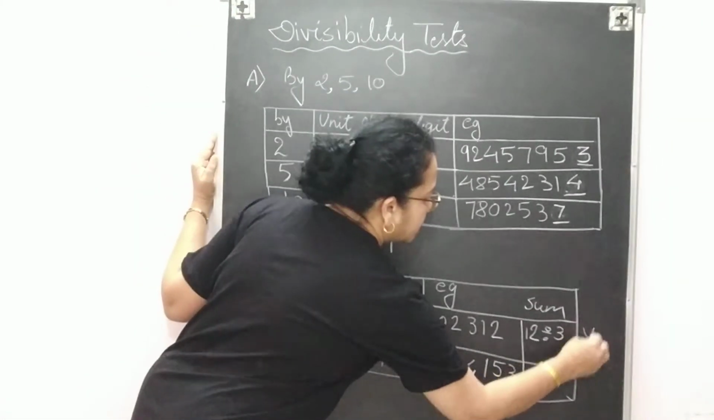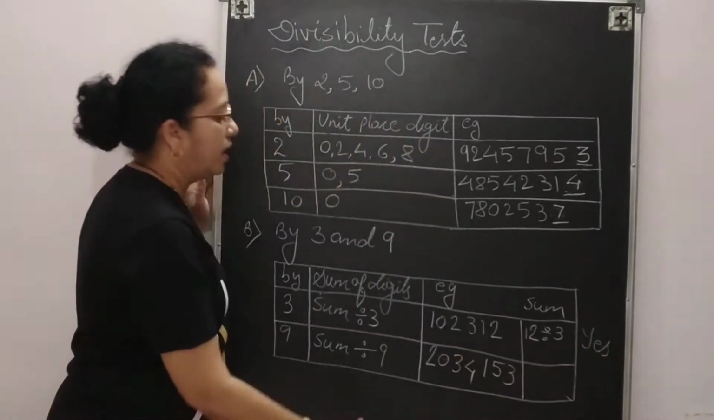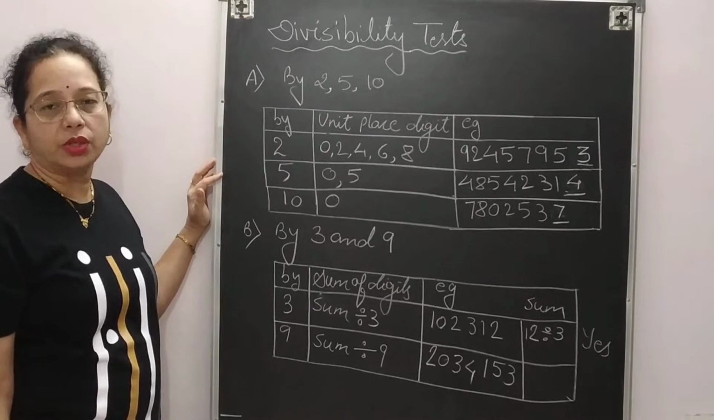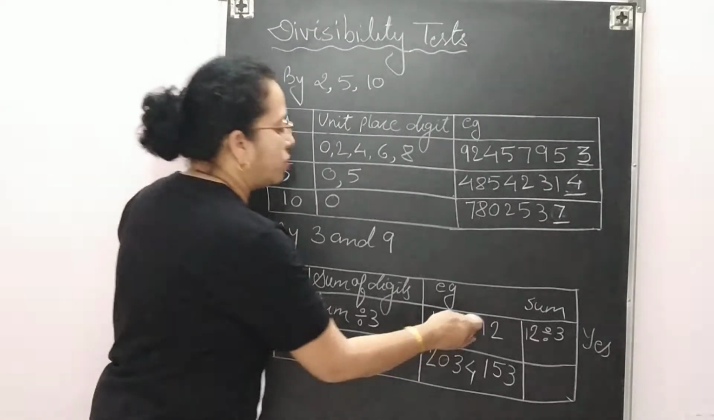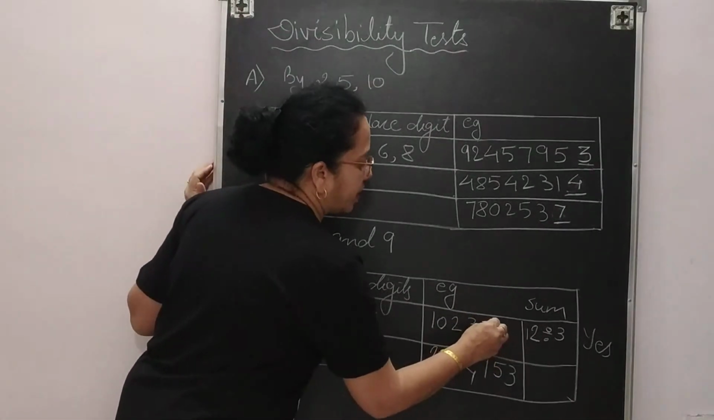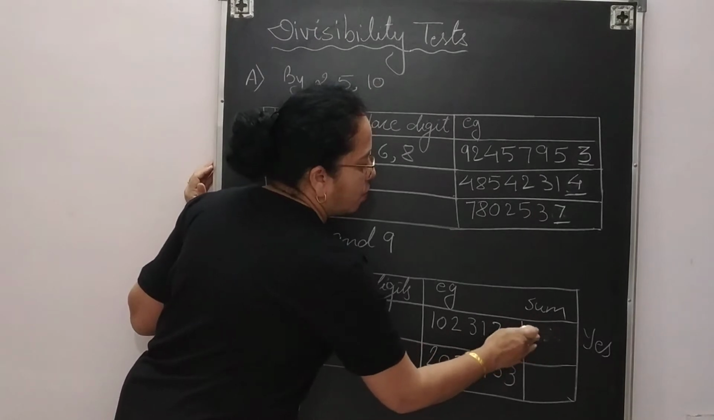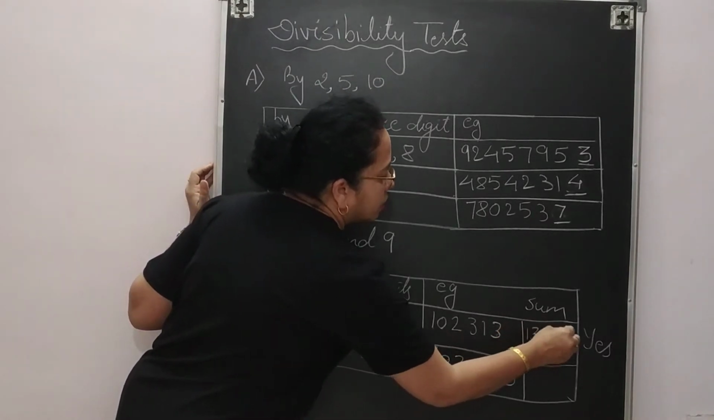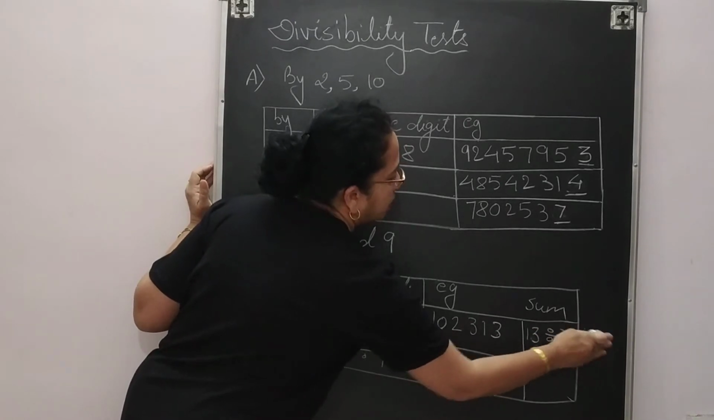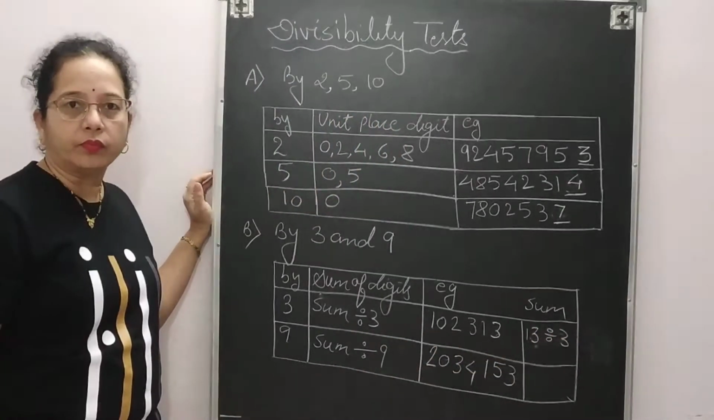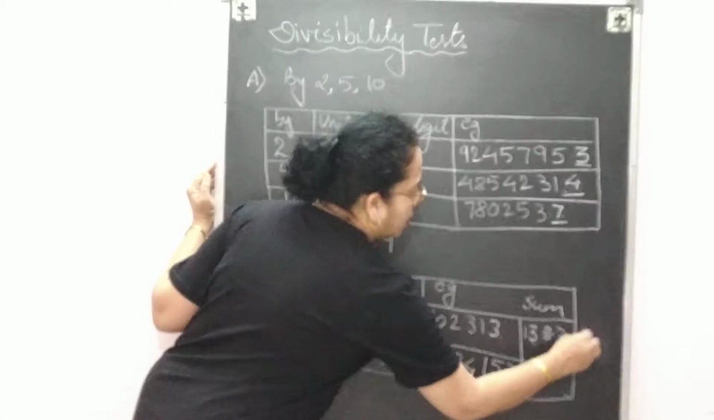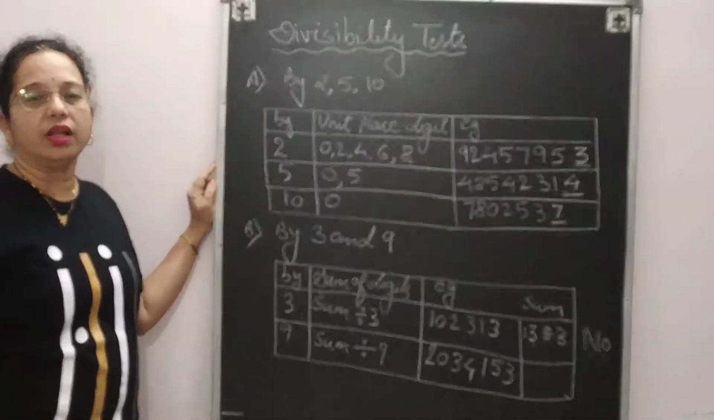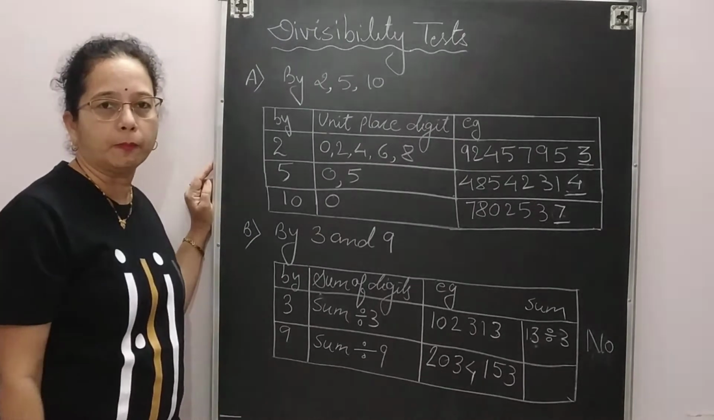If your answer is yes, then you can say that the given number is divisible by 3. Suppose I make some change over here, I add 1. So now your total will be 13. Is 13 divisible by 3? No, it's not divisible. So we will say that the given number is not divisible by 3.